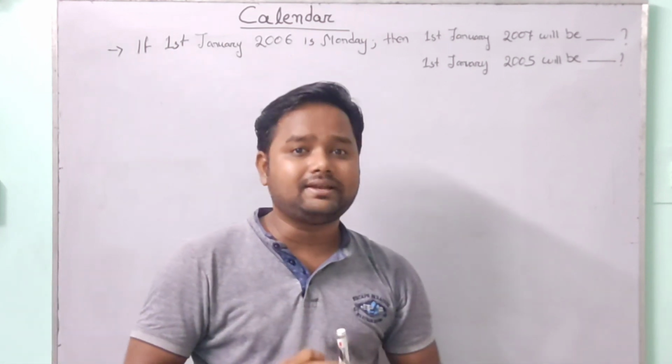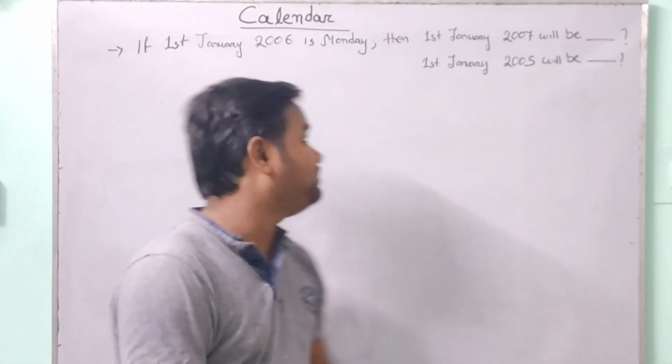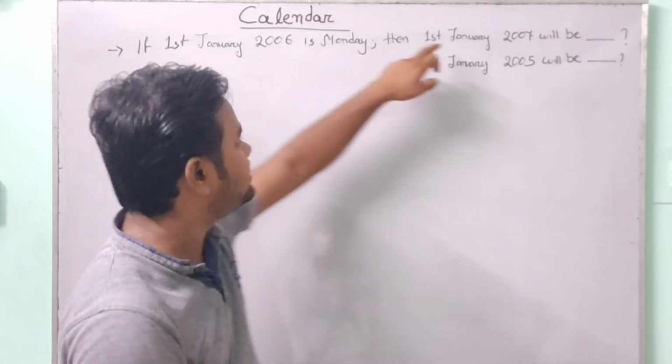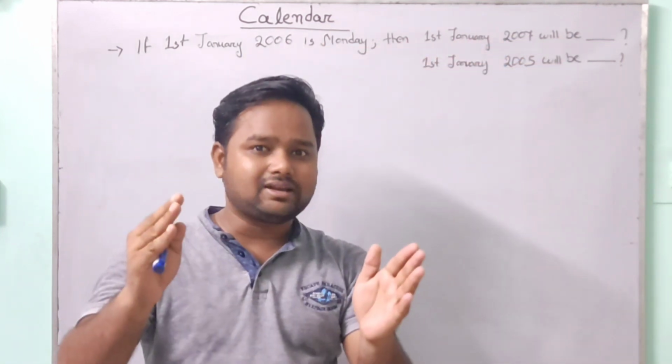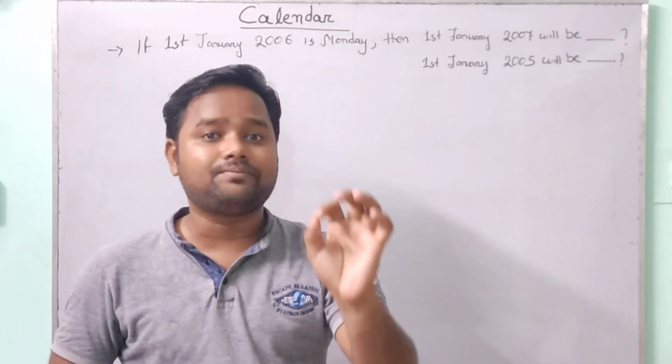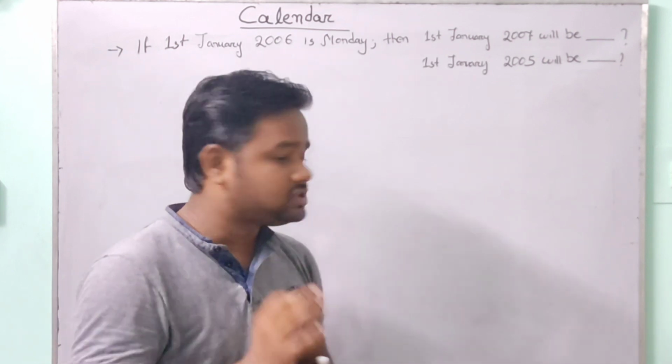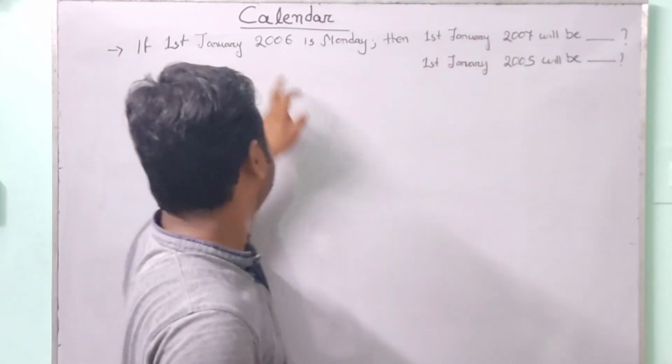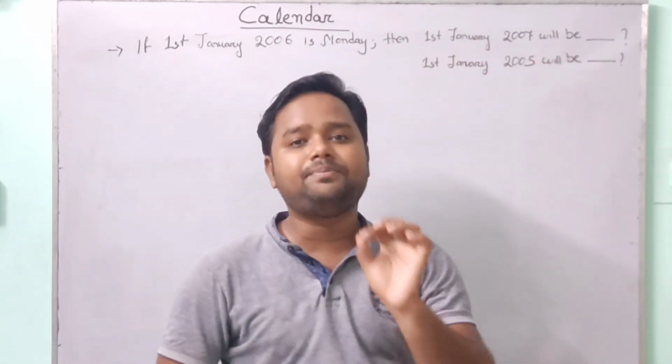Here we have to think about whether, within this limit, that means from 1st January 2006 to 1st January 2007, the extra day, which is the leap day, 29th Feb, occurs or not. First we have to check whether this year 2006 and 2007 is a leap year or not.